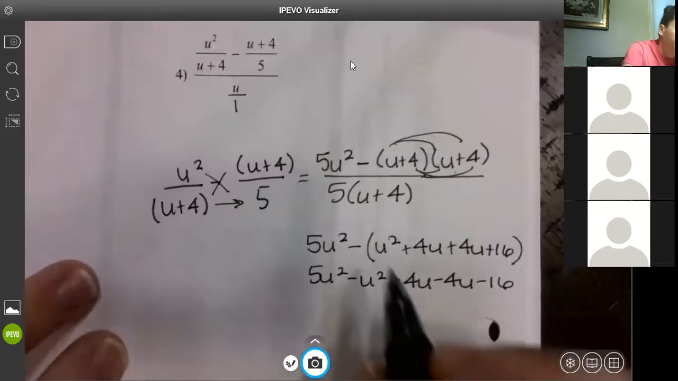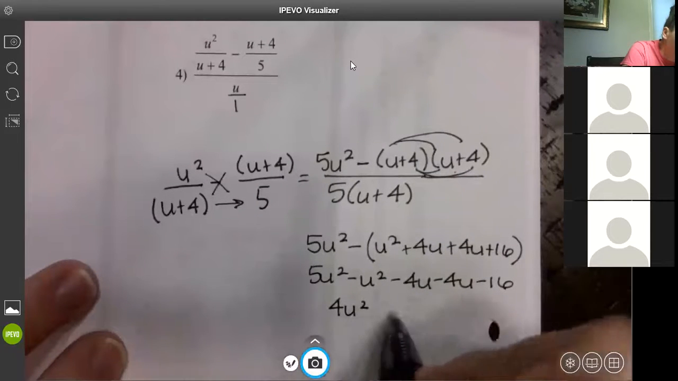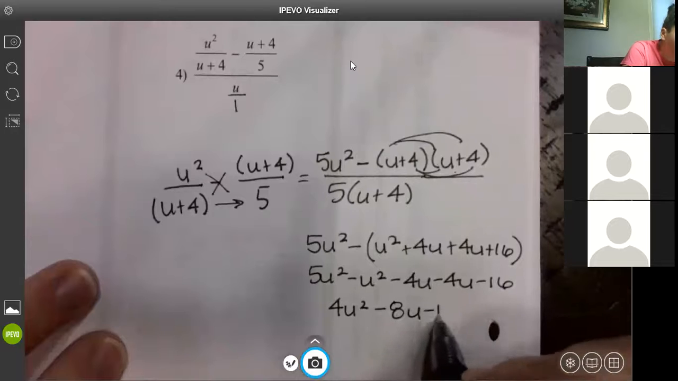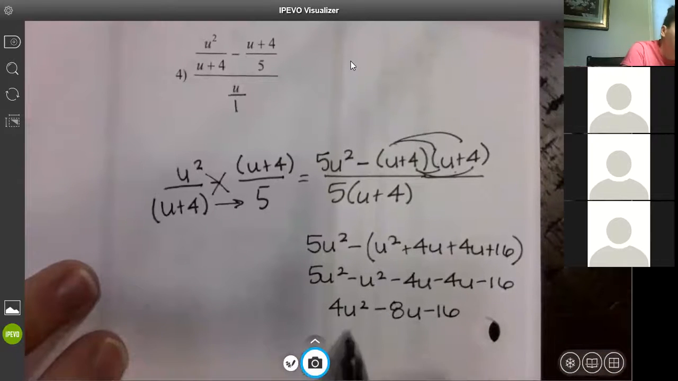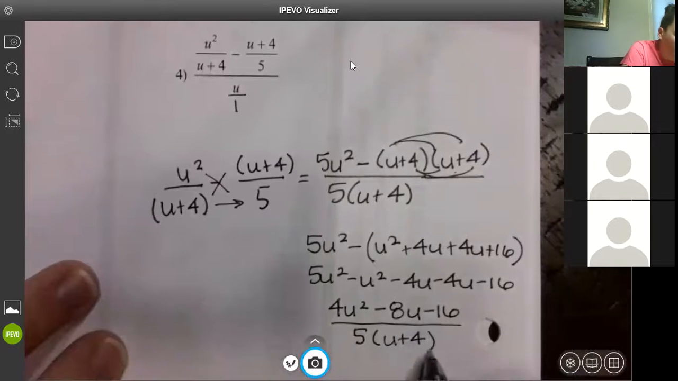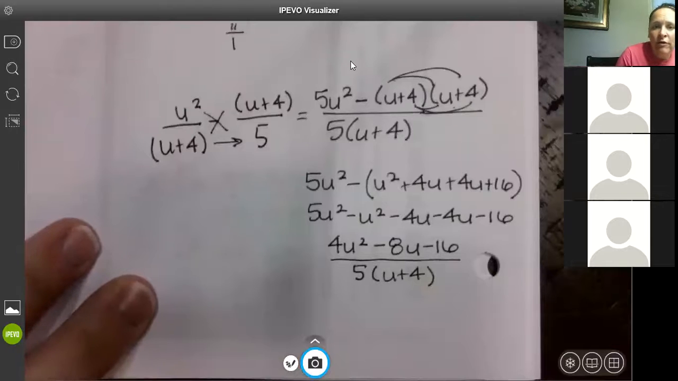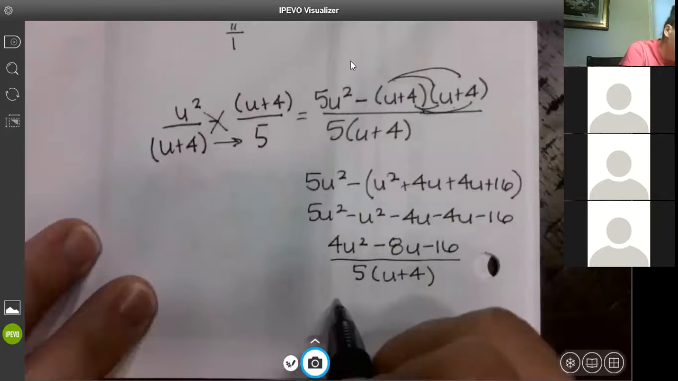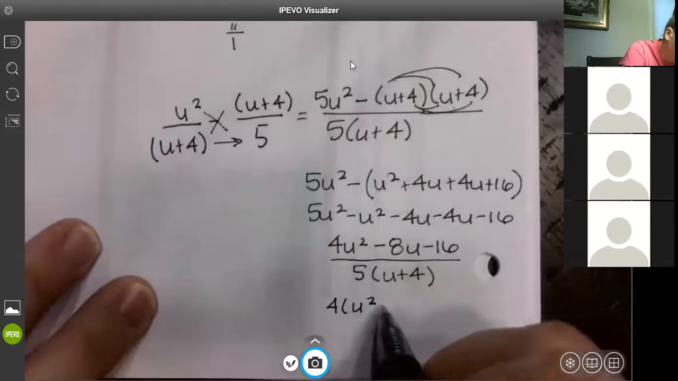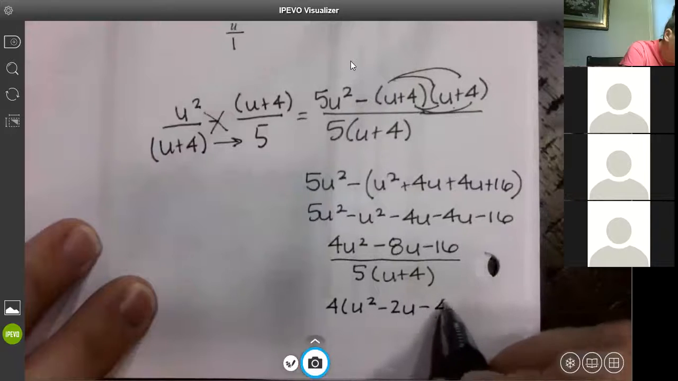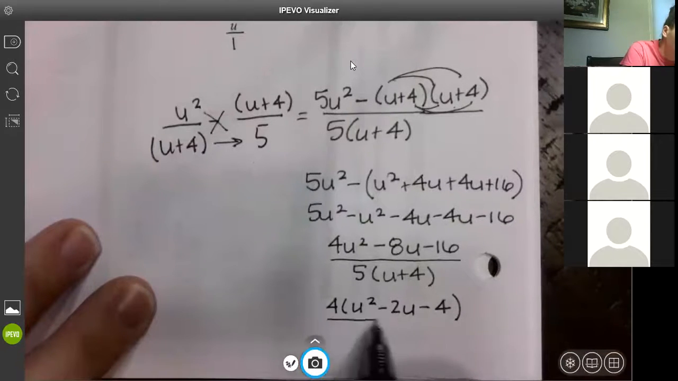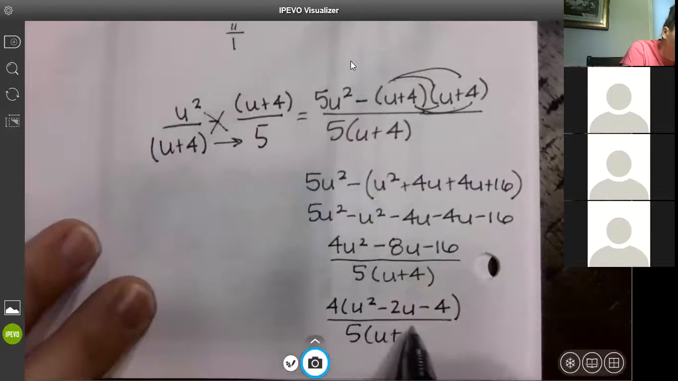Clean it up a little bit more. 4u squared minus 8u minus 16. All I did was add like terms. Don't forget that we had a denominator of 5u plus 4. If you can factor the top anymore, you want to go ahead and do that. Can I factor this top more? Yeah, by 4. Yep, I can pull out a GCF. So I get u squared minus 2u minus 4 over 5u plus 4.